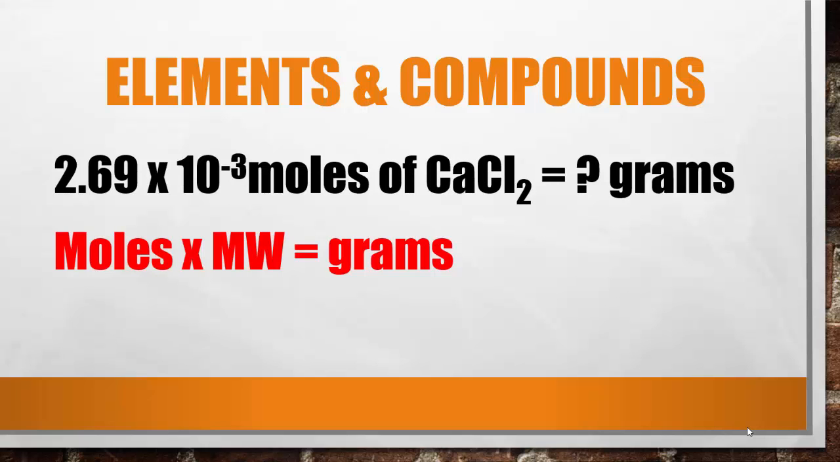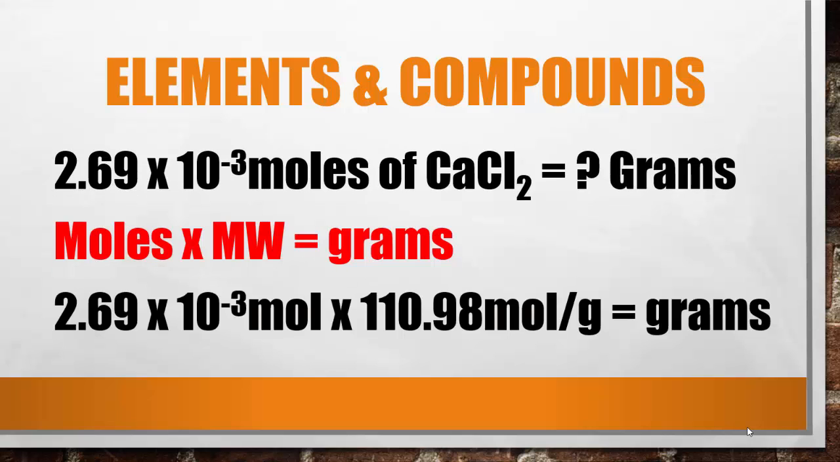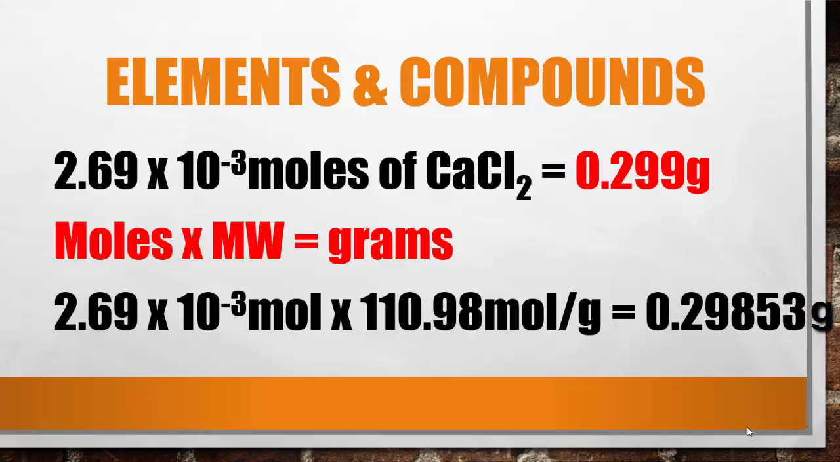So go back to our original problem, look at our equation. We now know moles and molecular weight, so we can plug those into the equation. When you hit the equal button on your calculator, you're going to get this number. And so when you put into correct significant figures, you realize that 2.69 times 10 to the minus 3 moles of calcium chloride weighs 2.99 grams.